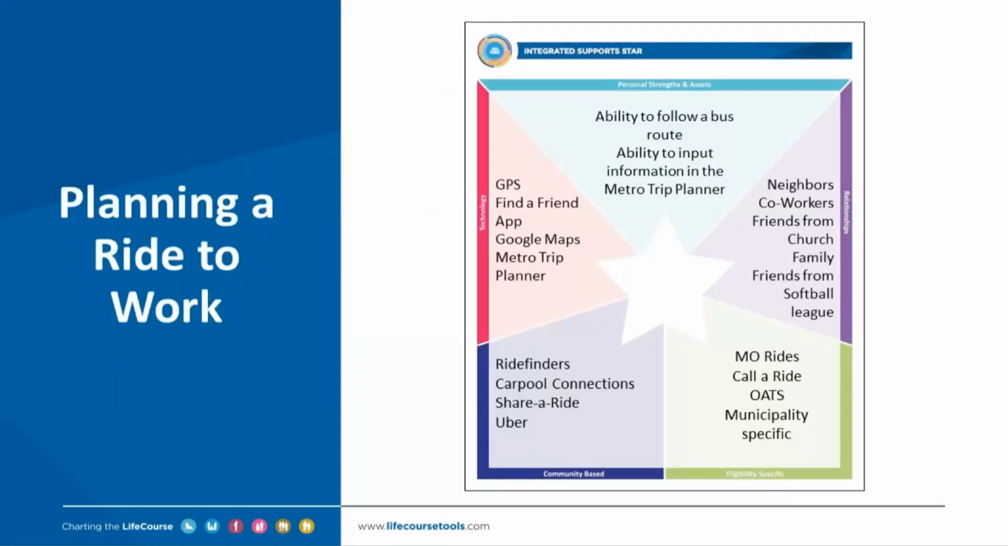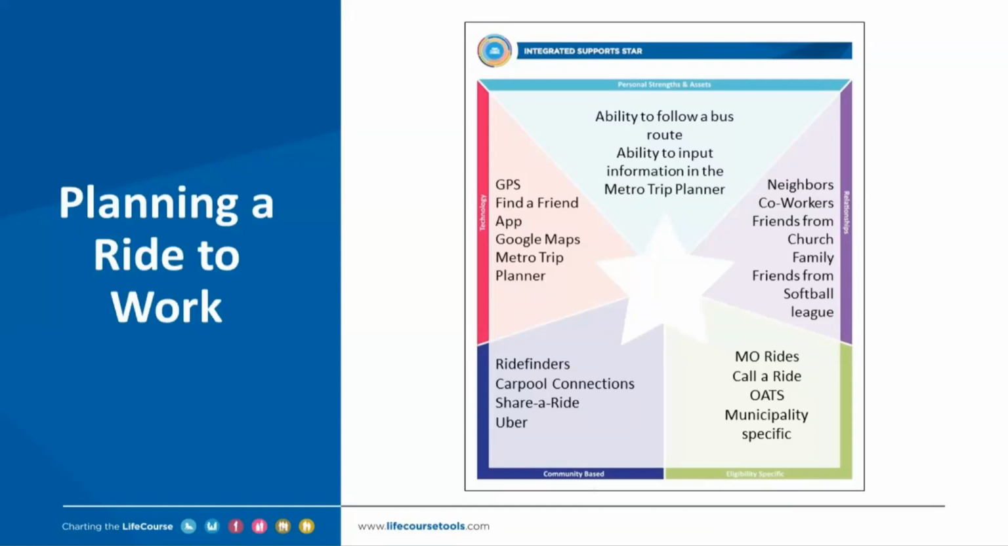This one's just an example of how you can plan a ride to work, right? You might be able to use your neighbors or coworkers, maybe somebody from your church, somebody from your family that could drop you off on their way to their job, right? So any kind of ideas like that. Personal assets and strengths would be, maybe I can follow a bus route. I can learn how to ride the bus.